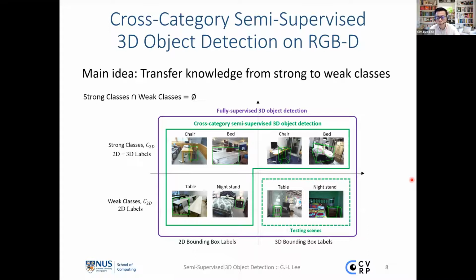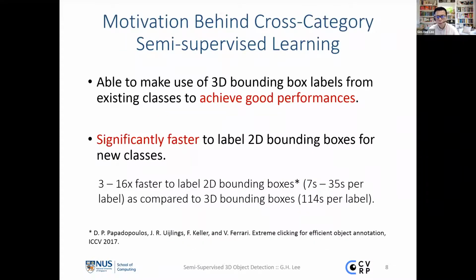We deferred in-category semi-supervised learning to our second work on 3D point clouds and instead focus on cross-category semi-supervised learning in our first work for RGB-D data. The main reason is because there are already existing ground truth data for 3D bounding boxes on several object classes, and we want to transfer the knowledge from this existing data to new unlabeled classes to achieve good performances.